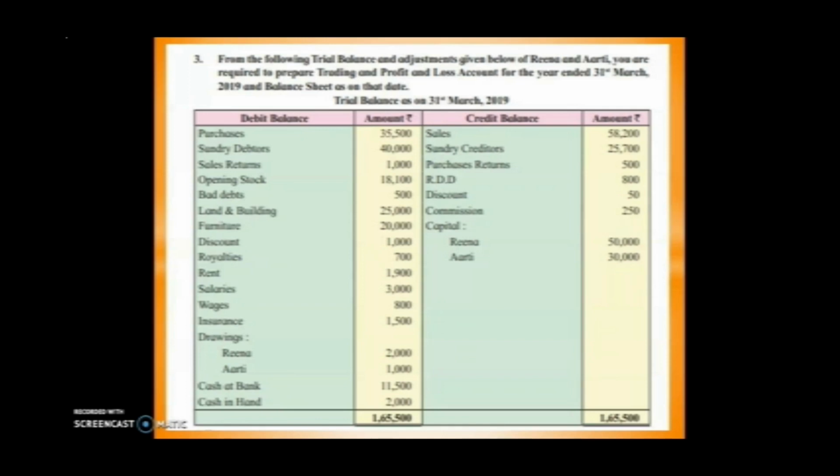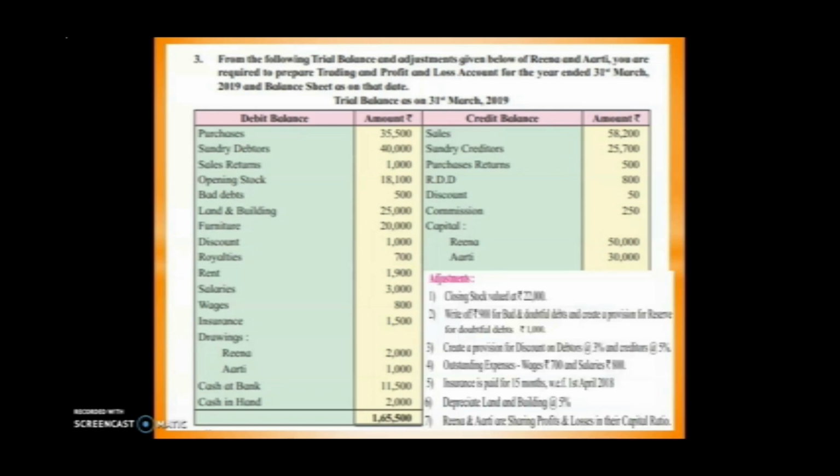Let's discuss it first. From the following trial balance and adjustments given below of Reena and Aarti, you are required to prepare trading and profit and loss account for the year ended 31st March 2019 and balance sheet as on that date. Now let's go through the adjustments.